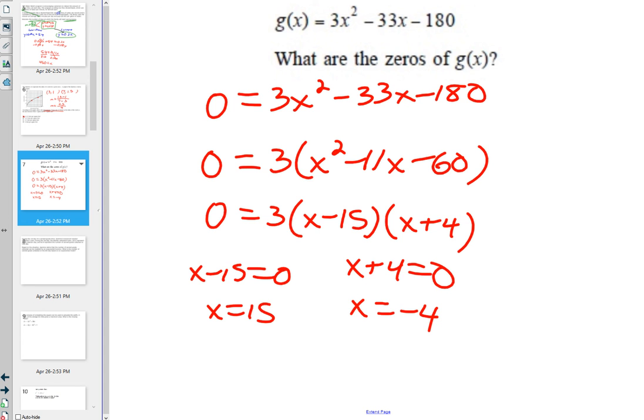Now, factoring won't always work. Just because Anne's really good at factoring, she might try factoring and not be able to find a combination of numbers that multiplies to give you that and adds to that. And if that's the case, then you have to use the quadratic formula, because that means that the zeros are irrational. So there's a big chunk of Algebra 2 that's dedicated to that.